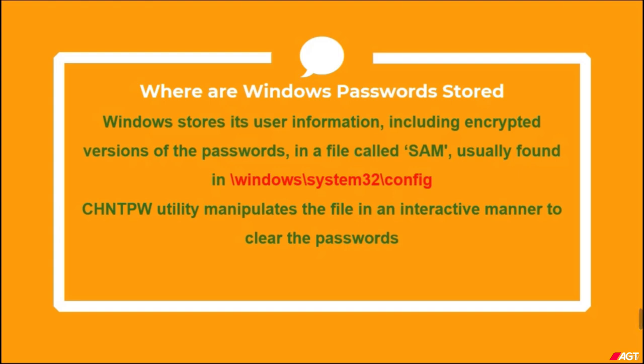Now let's see where Windows stores its passwords. Windows stores its user information, including the encrypted versions of the passwords, in a file called SAM. It is usually found in the Windows System32/config folder. This utility manipulates the file in an interactive manner to clear the passwords.